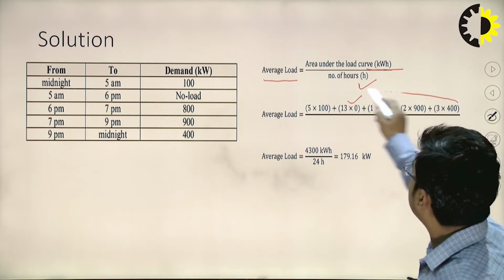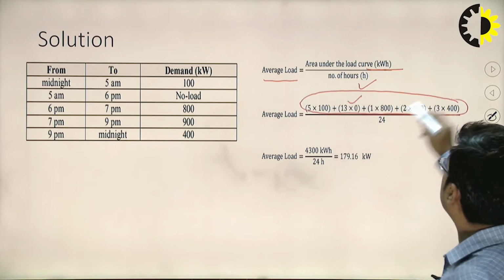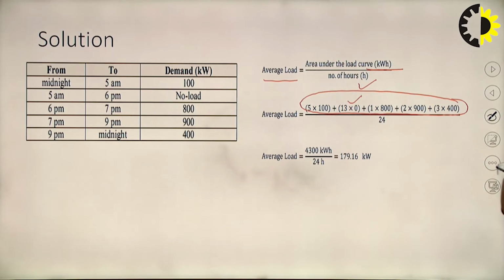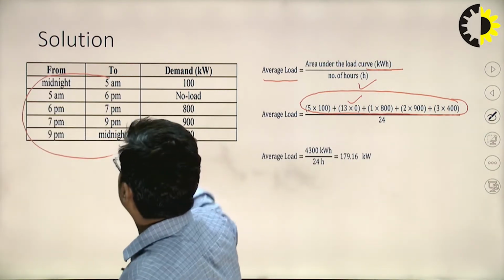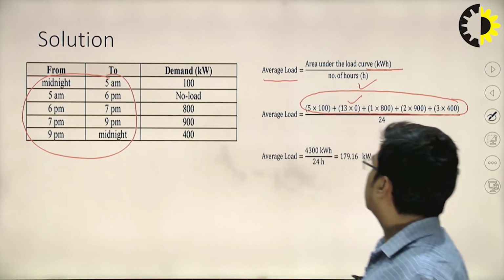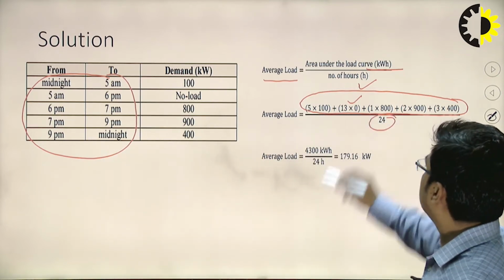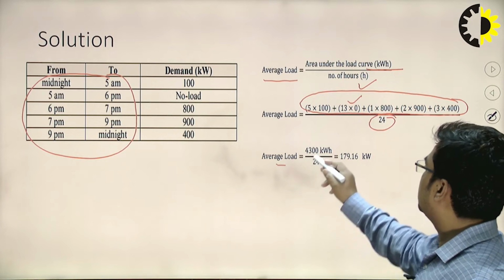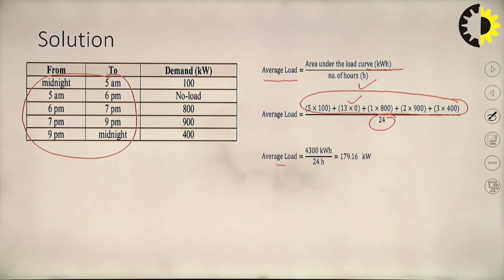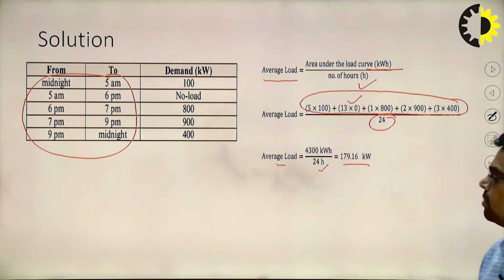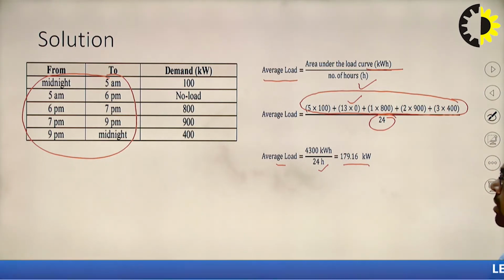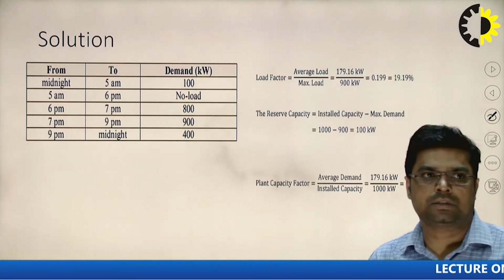In this way we calculate the area under this load curve, and this is divided by the 24 hours. As it is a daily load curve, we divide it by 24. We will get the average load, that is 4,300 kilowatt hour divided by 24 hour. We will get 179.16 kilowatt, which is the average load for the particular loading conditions.